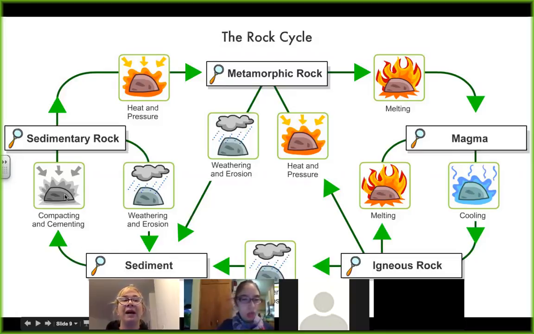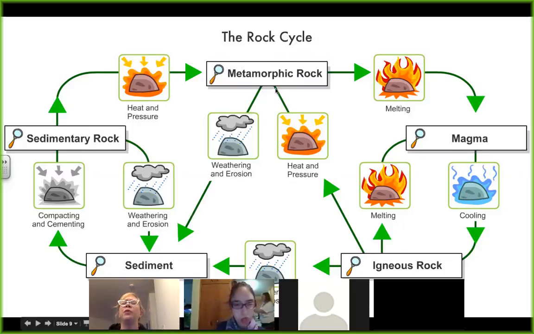If those get compacted and condensed together, you get sedimentary rock, which again can get eroded and weathered on its own and go back to sedimentary rock, right? Sedimentary rock and igneous rock, both when they have heat and pressure applied, become metamorphic rock. And metamorphic rock can become sediment if weathering and erosion get to it.